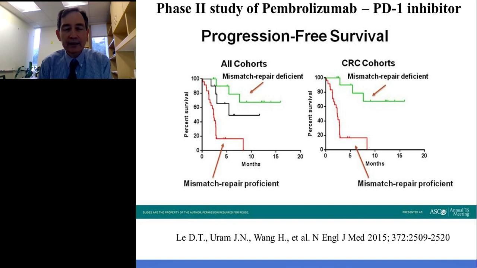For instance, if you have an inherited mutation in BRCA1 or 2, and you have ovarian cancer, you respond much better to a PARP inhibitor. And so those kinds of germline variants are determining the way in which treatment should be applied.